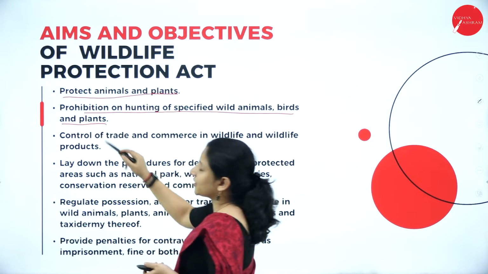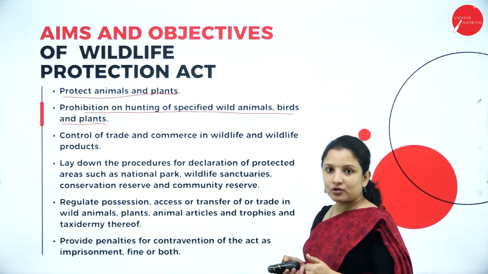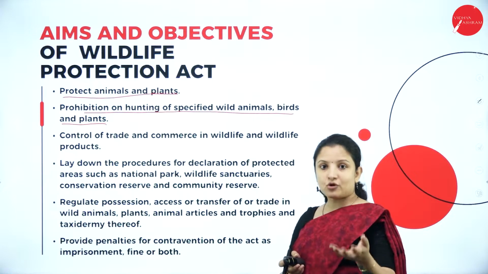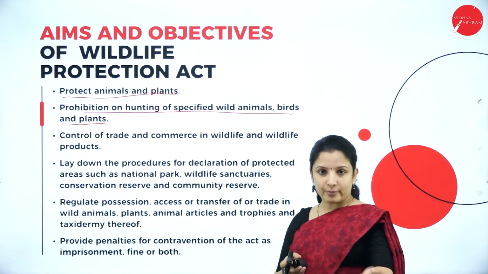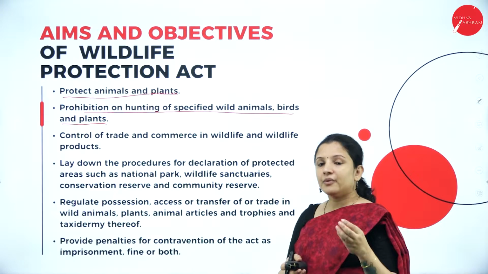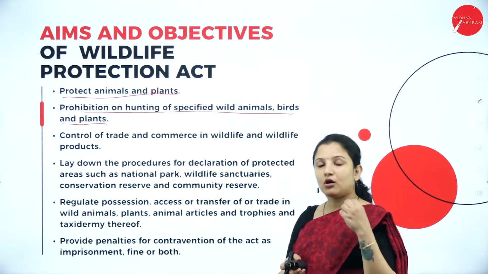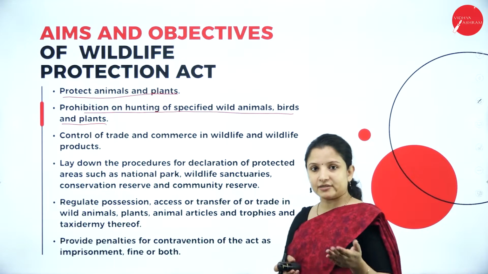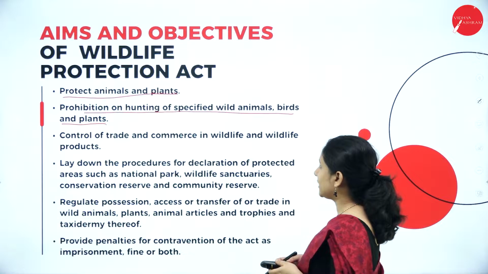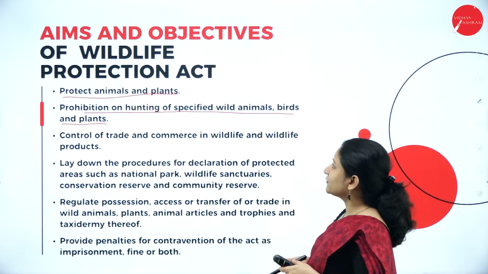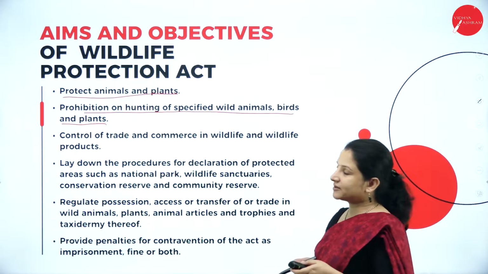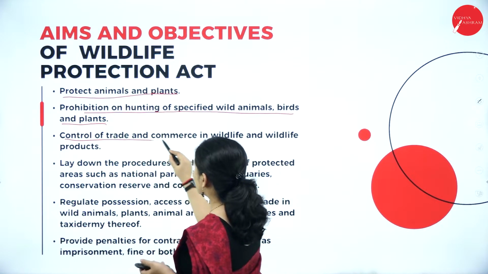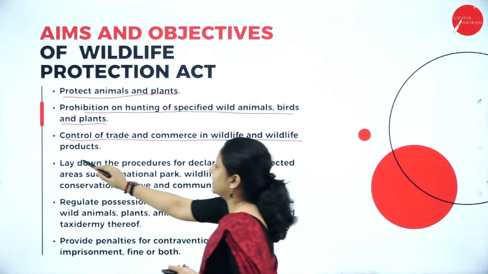We can hunt certain animals like wild boars and all that. To some extent it can be hunted, or some rodents which are causing problems to the crop fields can be hunted. But not all animals can be hunted, not all plants can be misused from the wild. So, certain rules and regulations are framed for that. Therefore, they prohibit hunting of specific wildlife, animals, birds and plants. And they also put a control on the trade and commerce in wildlife and wildlife products.